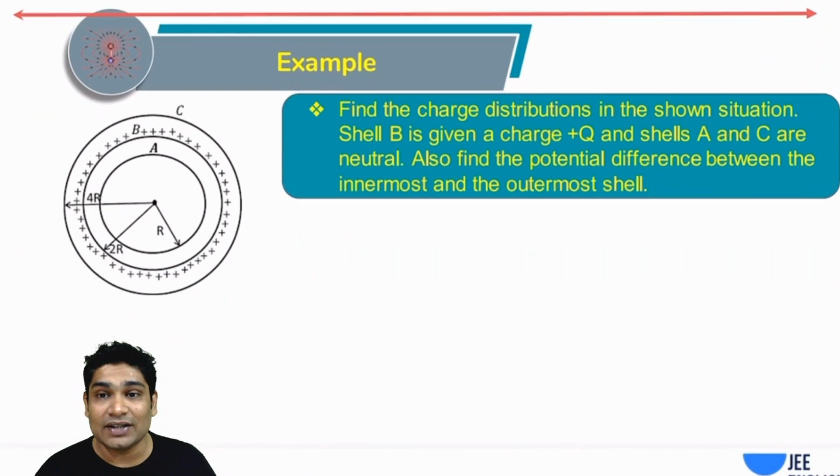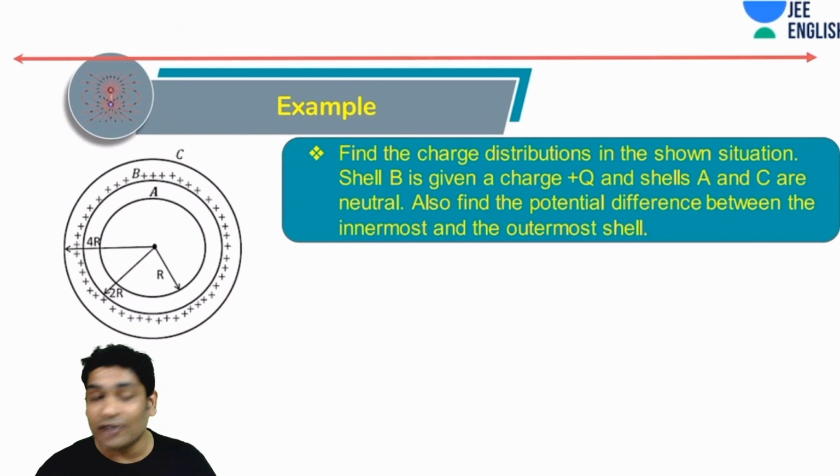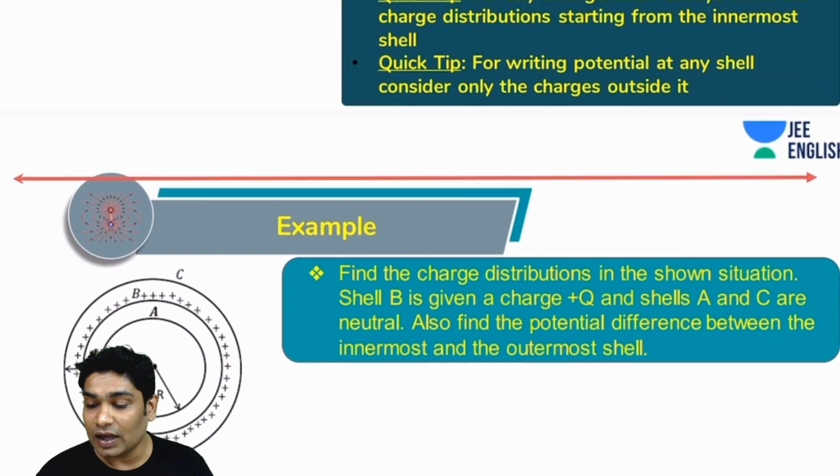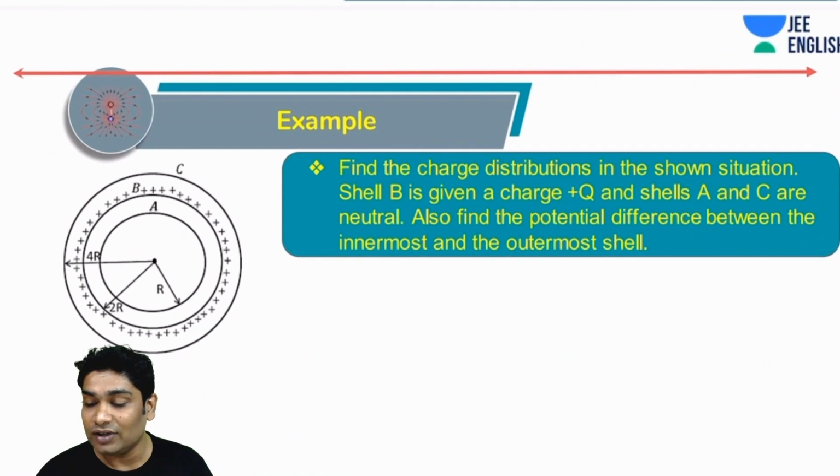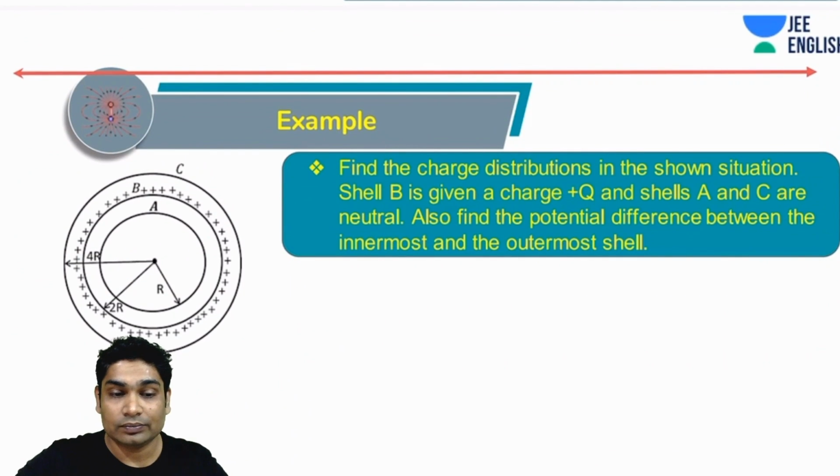Alright then, let's take up an example here. In this example, you are given three shells A, B, and C, of radii R, 2R, and 4R. You've been told that the middle shell B has been given a total charge of plus Q, and shells A and C are electrically neutral. Let's find the charge distributions here. Let's talk about the innermost shell first. What was the charge that it had? It had zero charge. On its inner surface, it will again have zero charge, and on its outer surface also, it will have zero charge.